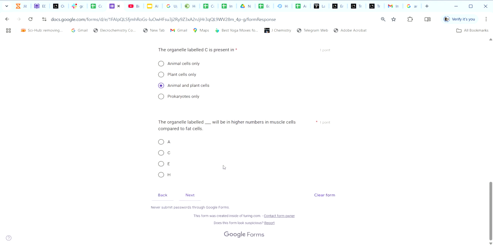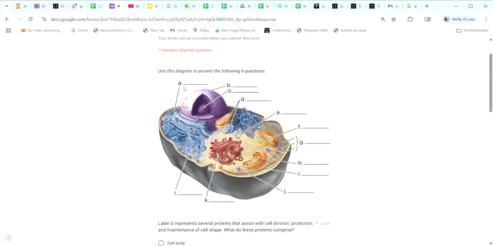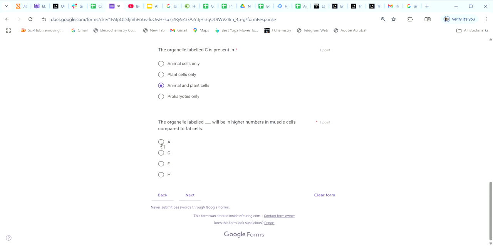Okay, so the organelle labeled A, C, E, H that will be in higher number in muscle cells compared to fat cells. A, C, E, H. Okay, that is I think lysosome. E means, I think A. I think A. Next.